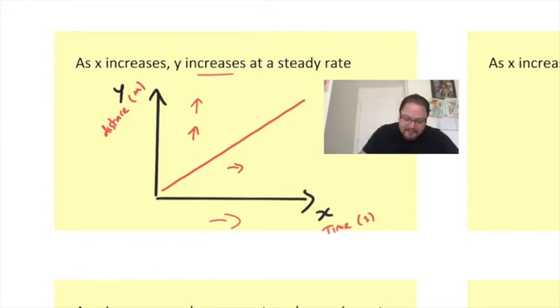For example, if this was 1, 2, 3, you can see at 1 second, my distance would be 1 meter, but at 2 seconds, my distance would be 2 meters. So as my time increases, my distance is always increasing. And it's a steady rate, okay? It's a nice straight line. This line is nice and straight.